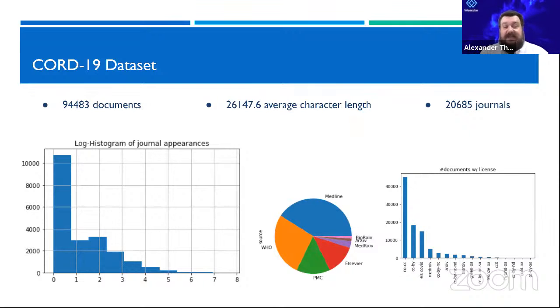So in the CORD-19 data set, in the pool of data that I built this slide around, we had about 94,000 documents. Average character length of 26,000, and they're from 20,000 different journals. So we can see also the sources there. The plurality of them are from Medline, and then the WHO, and then PubMed Central. And they have a number of different licenses.